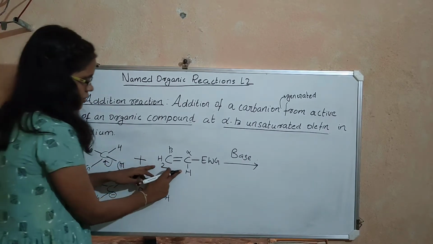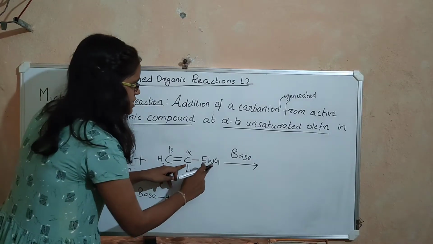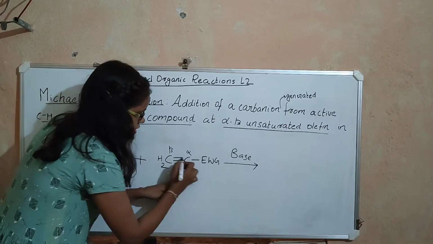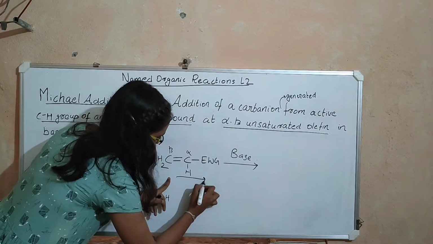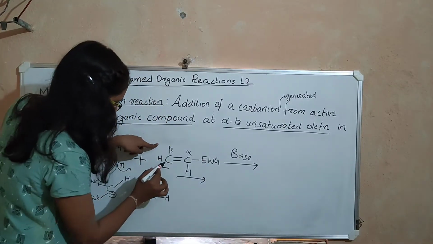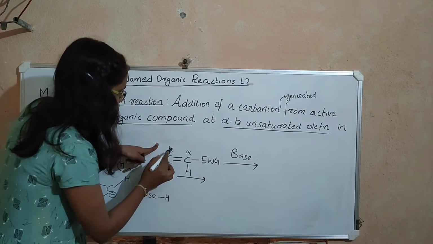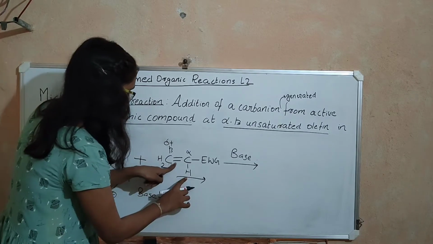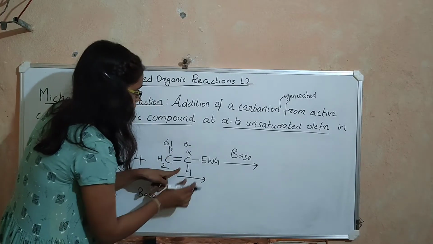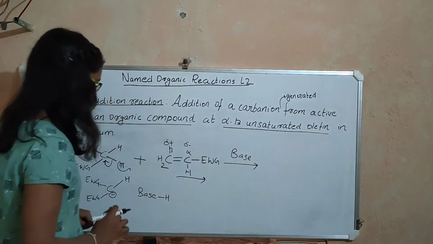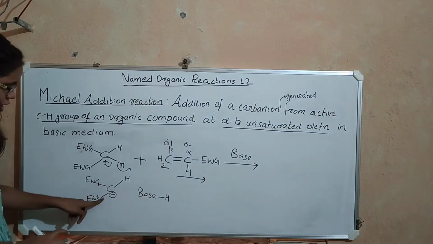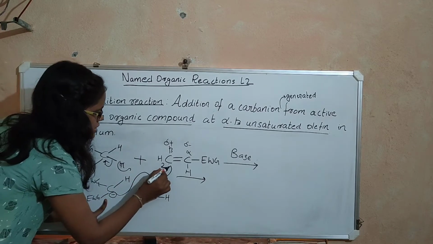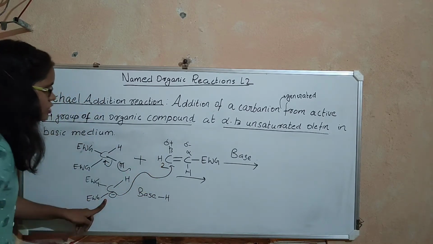Now look at this compound. You have an electron withdrawing group on this carbon. What it does is pull the pi bonded electrons towards itself, in this direction, and as a result, this beta carbon becomes electron deficient and gets a partial positive charge, and this one becomes electron rich and gets a negative charge. So this is a nucleophile, right? A carbanion is a nucleophile. Therefore, it will go and attack this beta carbon since it is bearing a positive charge.